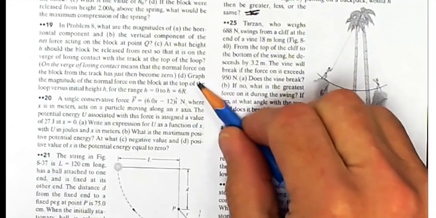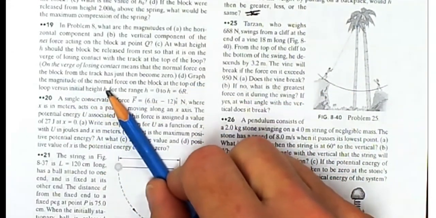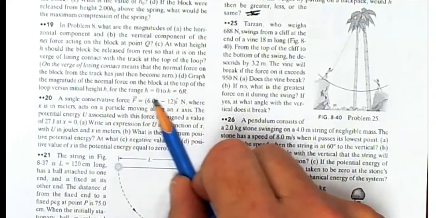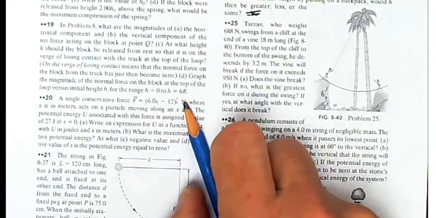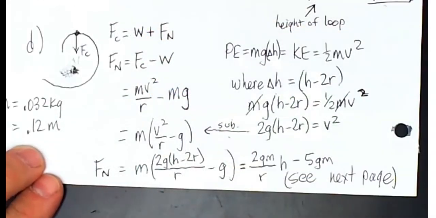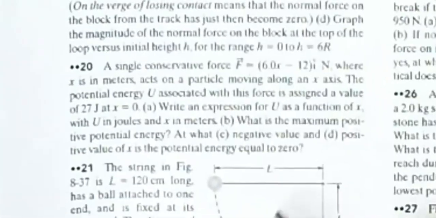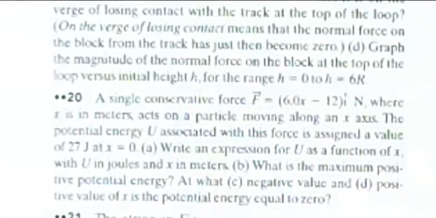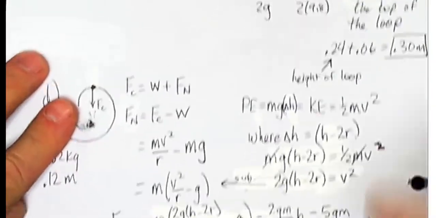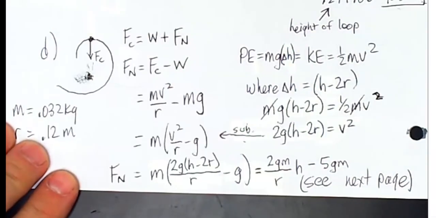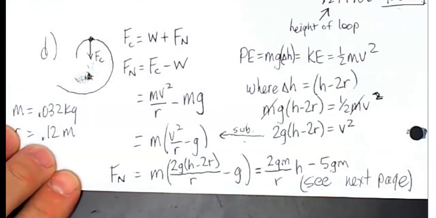Okay. So let's take a look at part D now. Graph the magnitude of the normal force on the block at the top of the loop versus initial height h for the range 0 to 6 times the radius. Okay, so we've got to get an equation for the normal force as a function of the height.